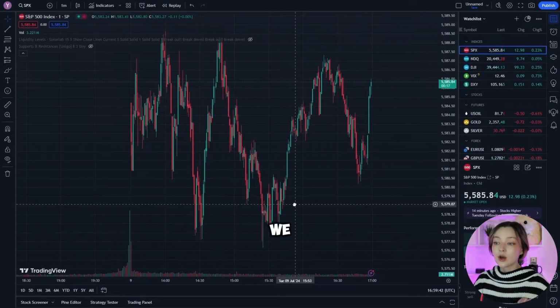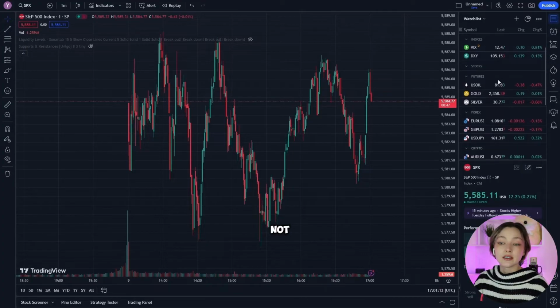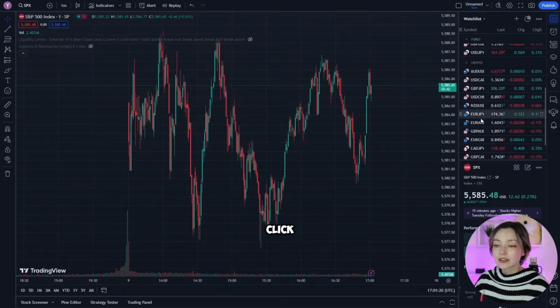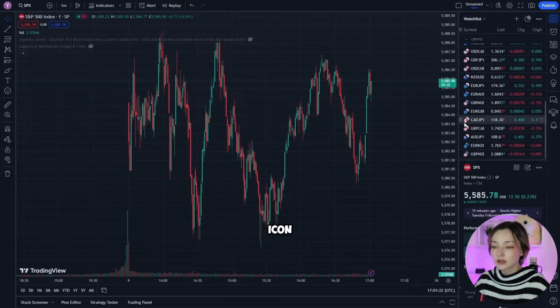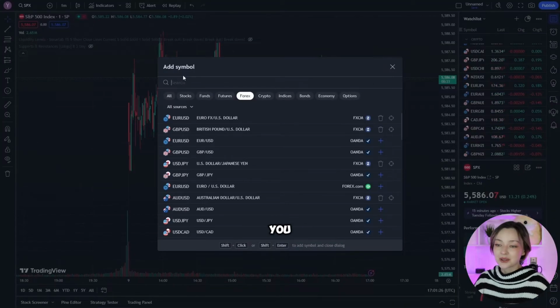On the right, we can see a whole bunch of assets. We can see the common currency pairs. Some of you may not have them just yet if it's your first time at the platform. In order to add them, you can click on this plus icon right here. Let me show it to you guys, and enter the currency pair you want to work with. And the plus icon again.